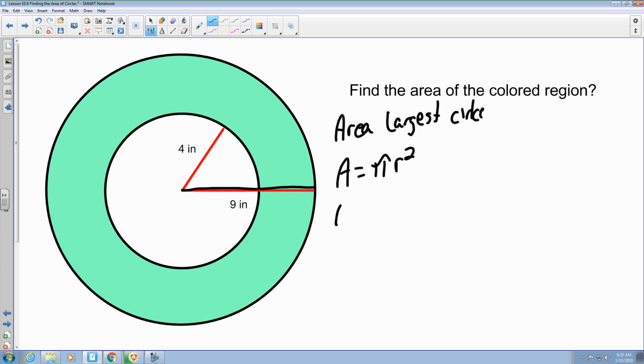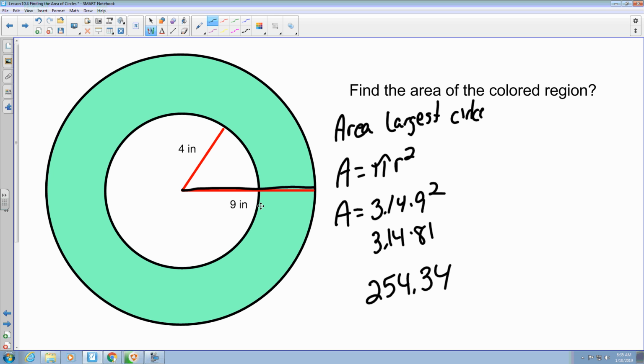So now I get area equals 3.14 times 9 squared. So 9 squared is 81. So now I got 3.14 times 81. 81 times 3.14 gives me 254.34. So that's what it is for the entire circle, whether it was shaded or whether it was the smaller white circle that was in the middle.